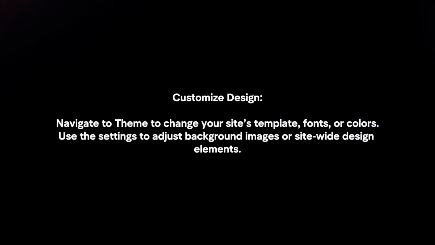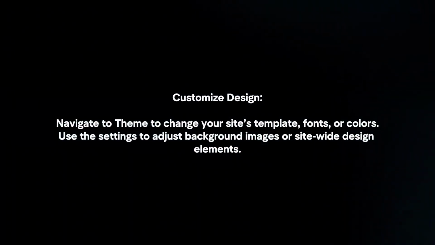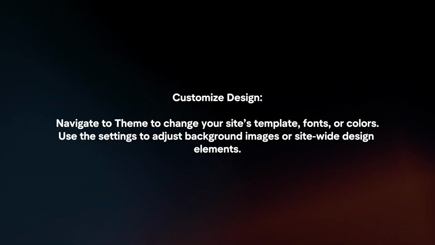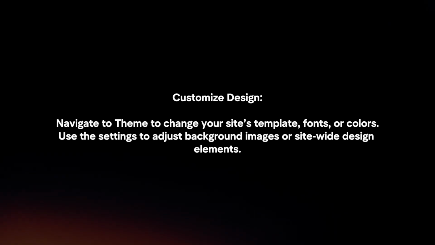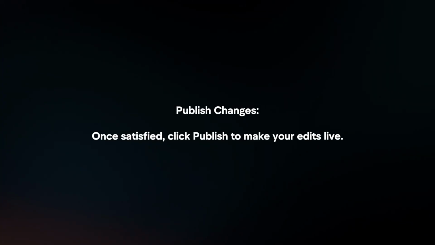Customize design. Navigate to Theme to change your site's template, fonts or colors. Use the settings to adjust background images or site-wide design elements. Update pages. Access pages to add, delete or reorder pages. Publish changes. Once satisfied, click Publish to make your edits live.